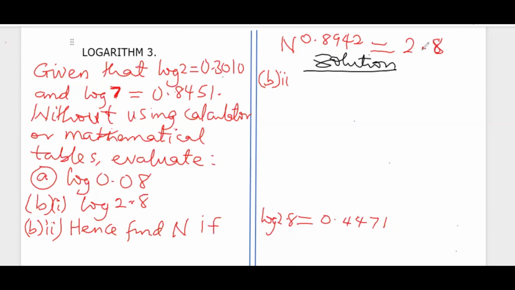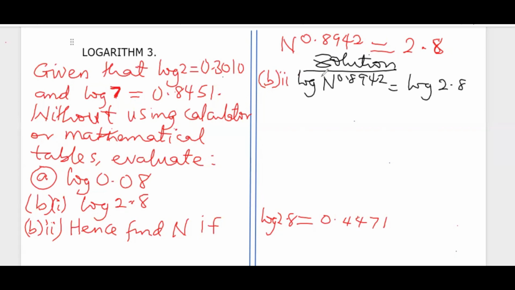But unfortunately, the difference between this one and the answer we got is that ours is for log 2.8. But here we just have 2.8. That means for us to be able to use this value, since this value is for log 2.8, not just 2.8, we need to introduce log. And for us to introduce log here, we need to introduce it to the left too, because whatever you do to the left side, you must do to the right side of any equation. So now take log of both sides so that we have log of n to the power of 0.8942 equals log of 2.8.